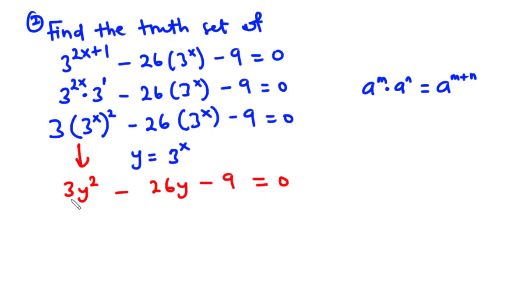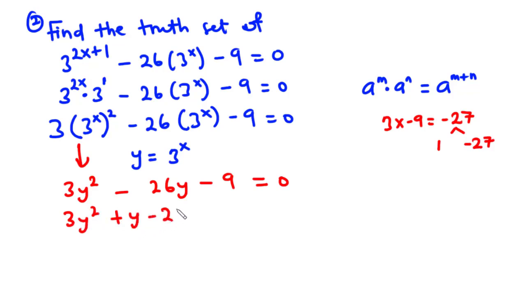Now it is clear that we have a quadratic equation. So let's expand it and factorize. Now let's multiply the coefficient of the y squared term by the coefficient of the constant. So we have 3 times negative 9, which is negative 27. Now we need to find factors of negative 27 that when you multiply they give you negative 27, but when you add them they give you negative 26. So that is 1 and then negative 27. So let's expand. So we have 3y squared plus y minus 27y minus 9 equals 0.